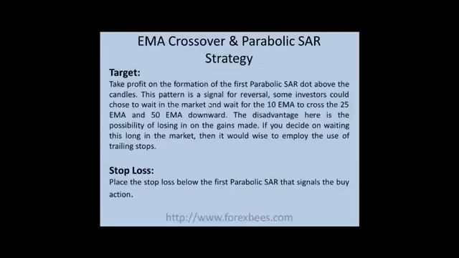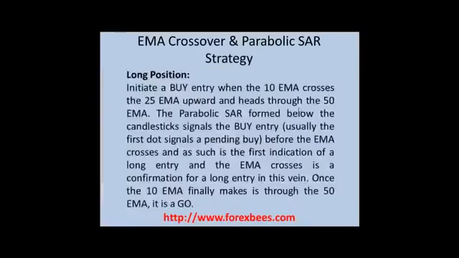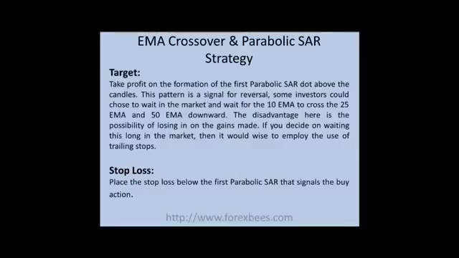So the target: take profit on the formation of the first parabolic SAR dot above the candles. This pattern is a signal for reversal. That means you have to wait for the first parabolic SAR dot formation above the candlesticks. So this is where the first formation is. So you can exit at this point, because this pattern is a signal for reversal.